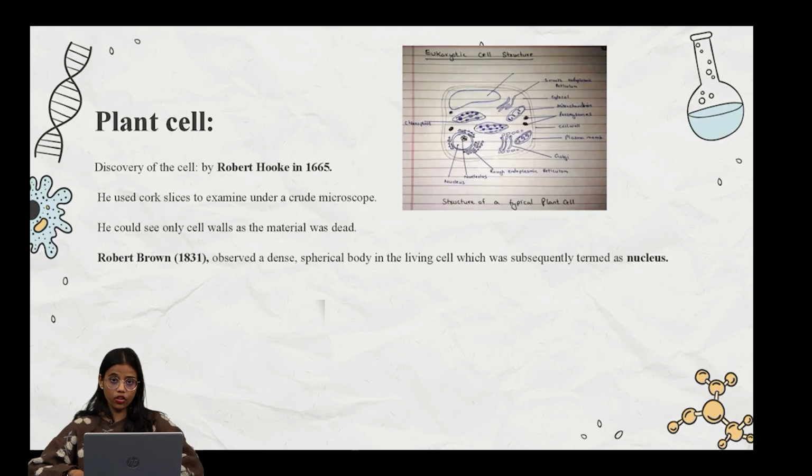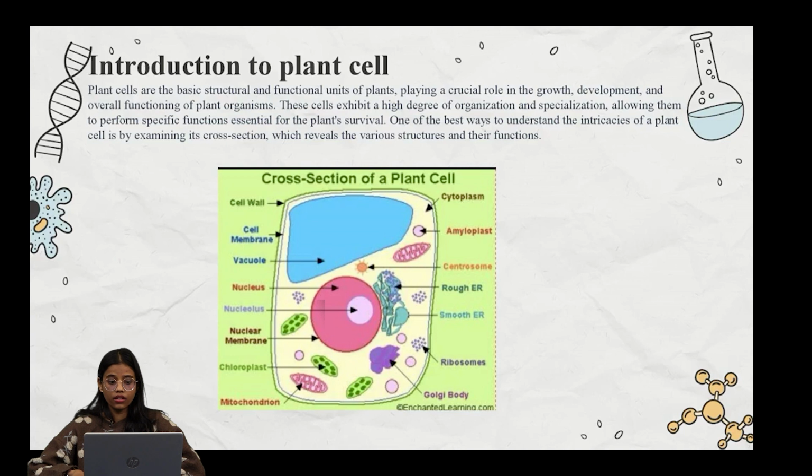So the discovery of the cell was by Robert Hooke in 1665. He used a cork slice to examine under a crude microscope. He could see only cell wall as the material was dead. Robert Brown in 1831 observed a dense spherical body in the living cell, which was subsequently termed as nucleus. Now we will further read about introduction to the cell.